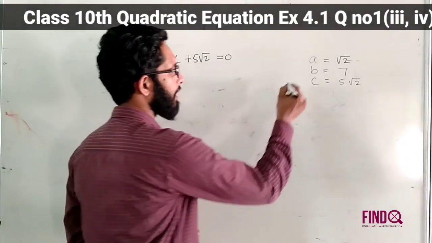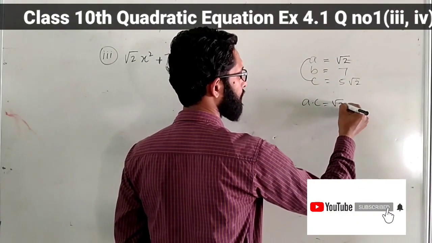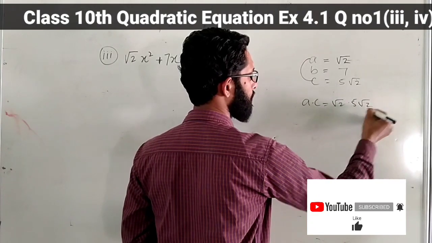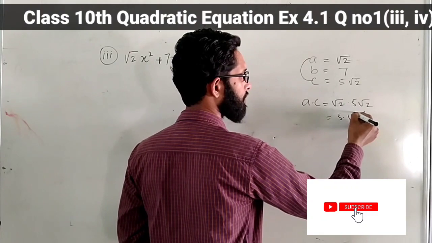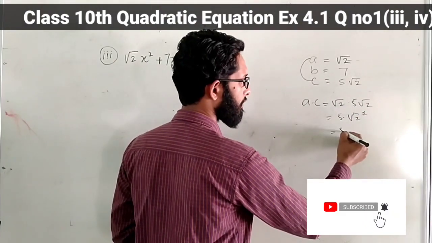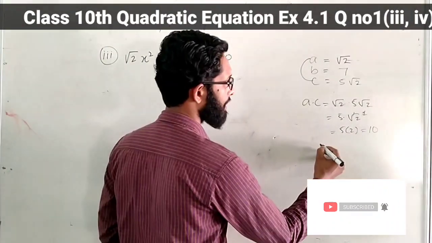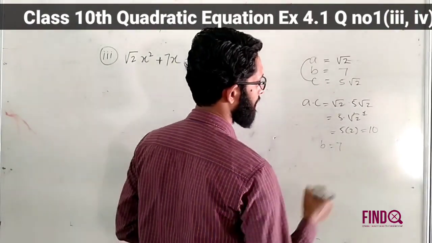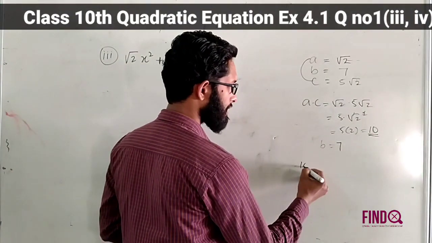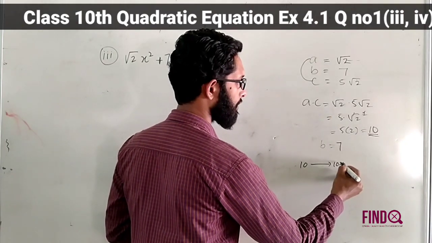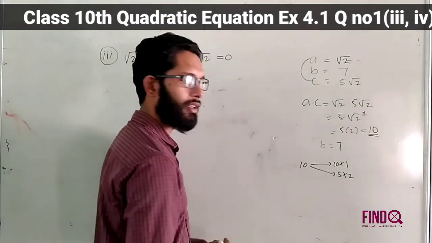Now first multiply A and C. So A into C is equal to root 2 into 5 root 2. So we can write 5 into root 2 square. Root 2 square cancels, so we can write 5 into 2, which is equal to 10. And B is 7. Then 10 we can write as 10 into 1 or 5 into 2.